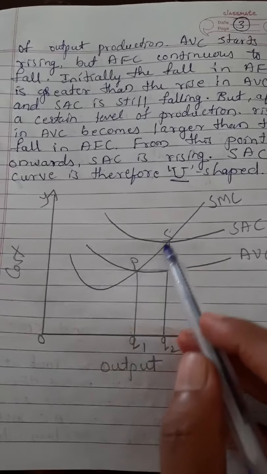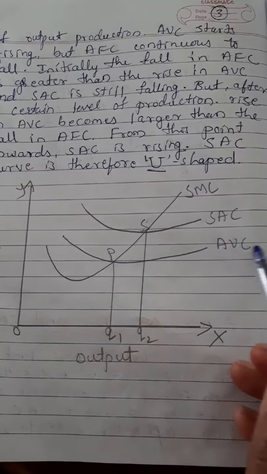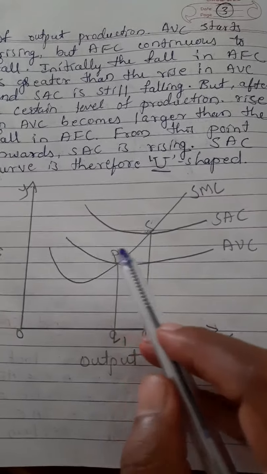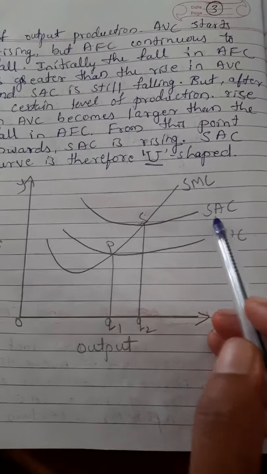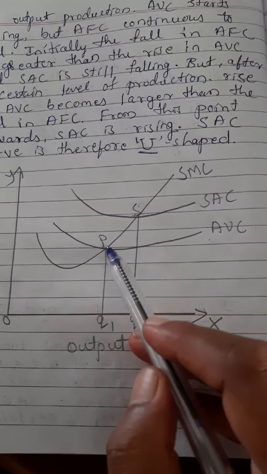We can see here this one is the SMC curve, this one is the SAC curve, and this one is the AVC curve. The MC curve always cuts both the SAC and AVC curves. This point P is the equilibrium point where SMC is equal to AVC. Here S is also an equilibrium point.